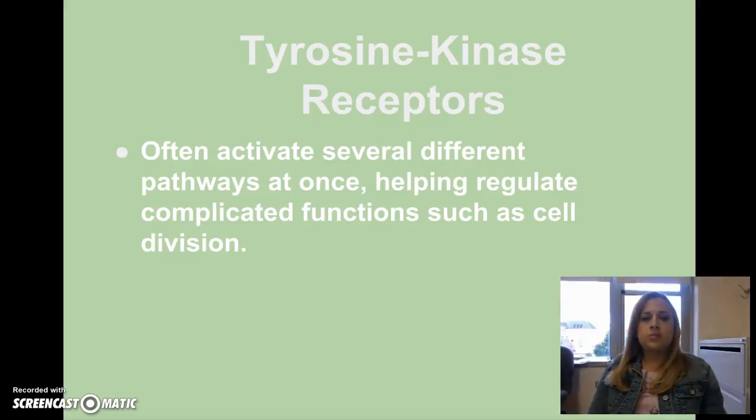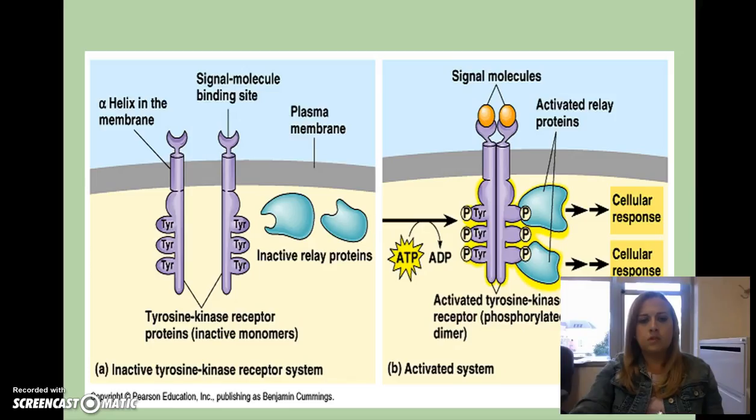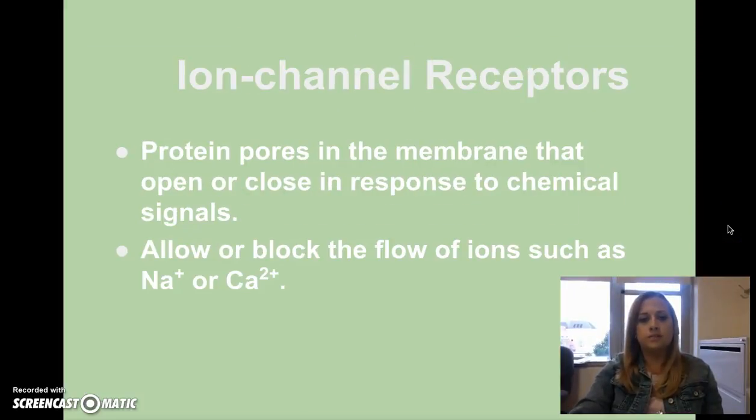This receptor system often activates several different pathways at once, and so these are involved in helping to regulate really complicated functions, things like cell division, where you have lots of things happening within the cell all at once because you've got multiple relay proteins here that can trigger multiple cellular responses.